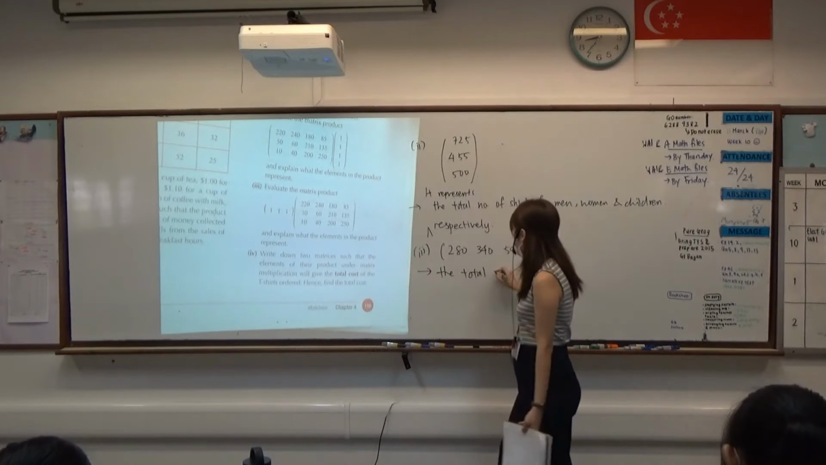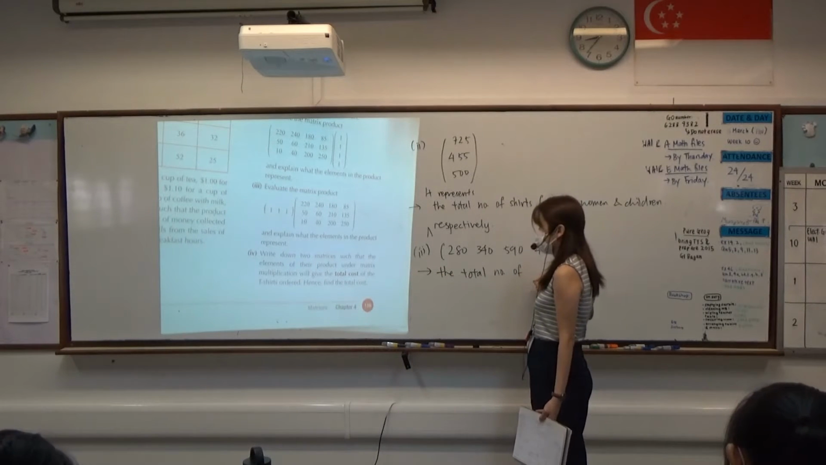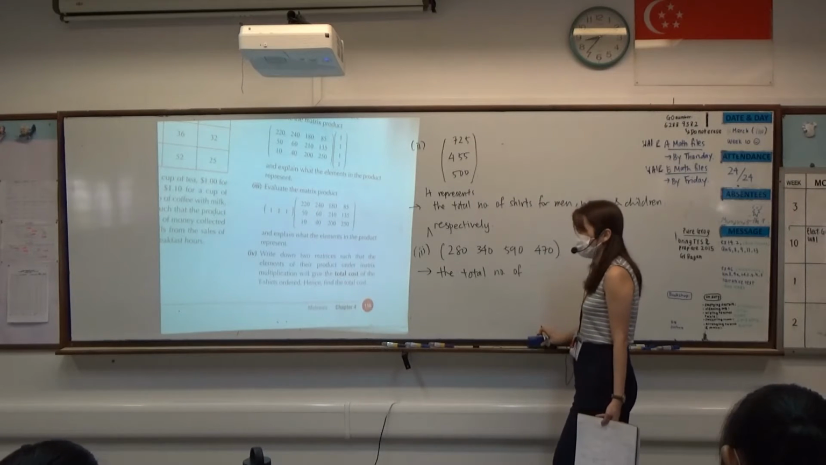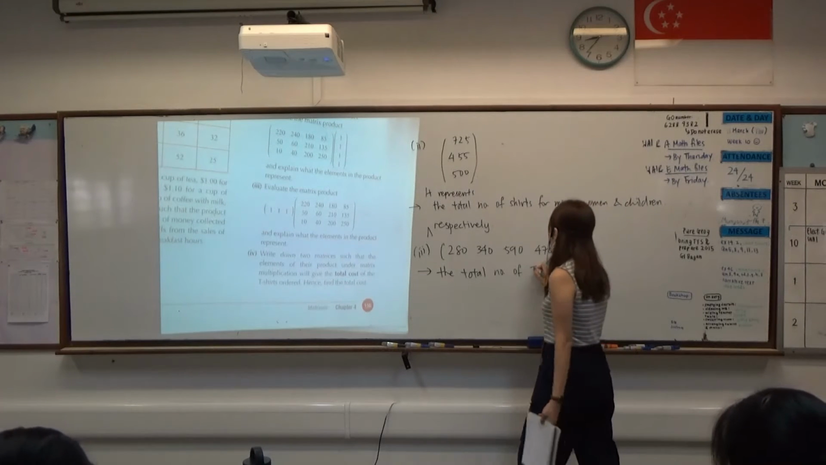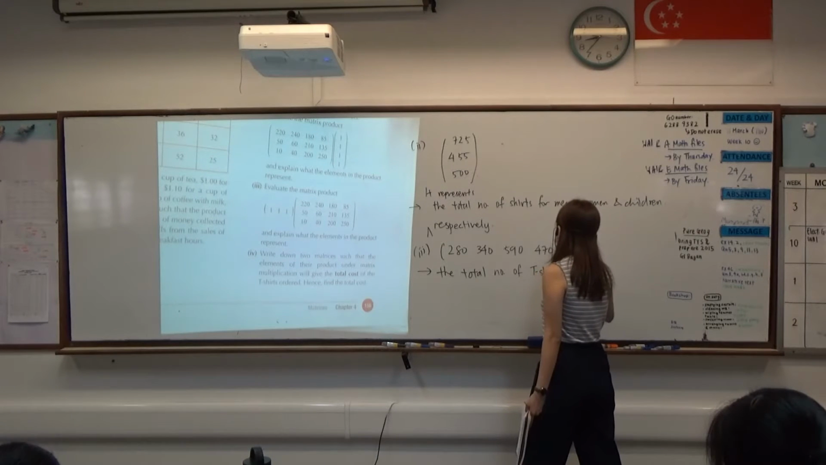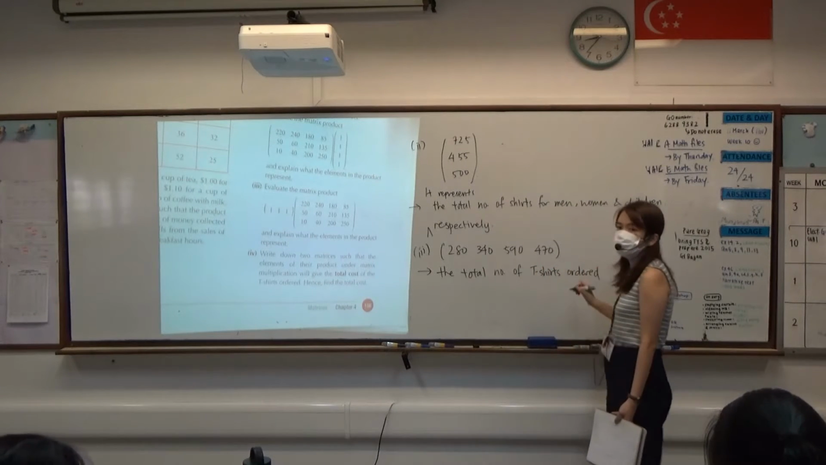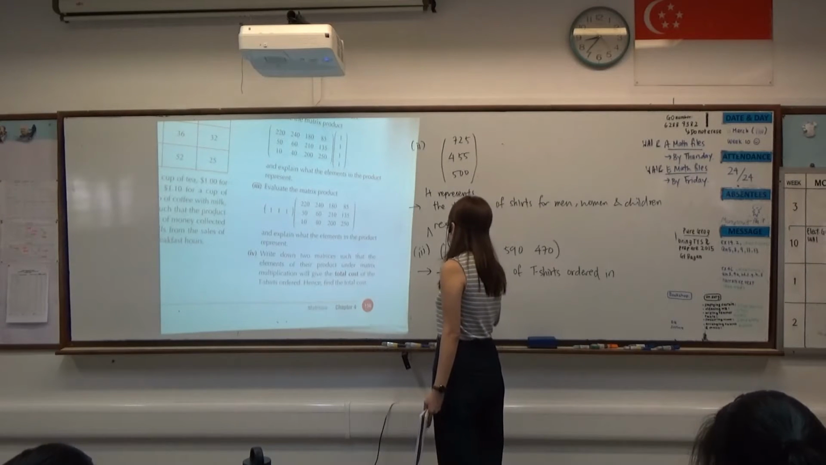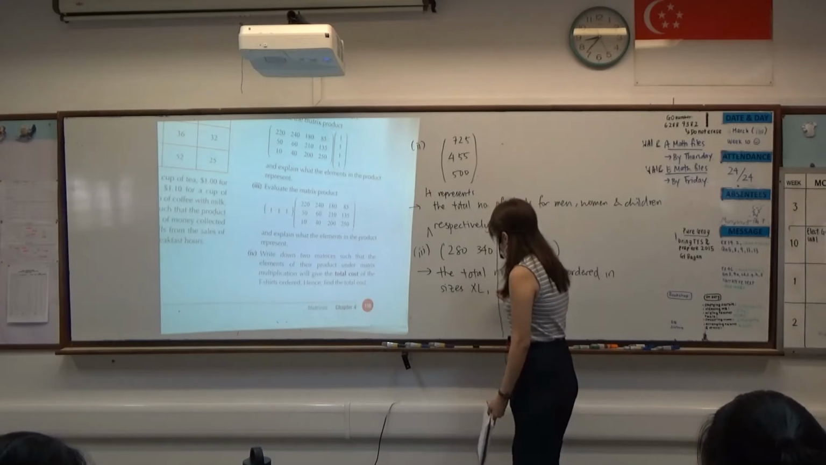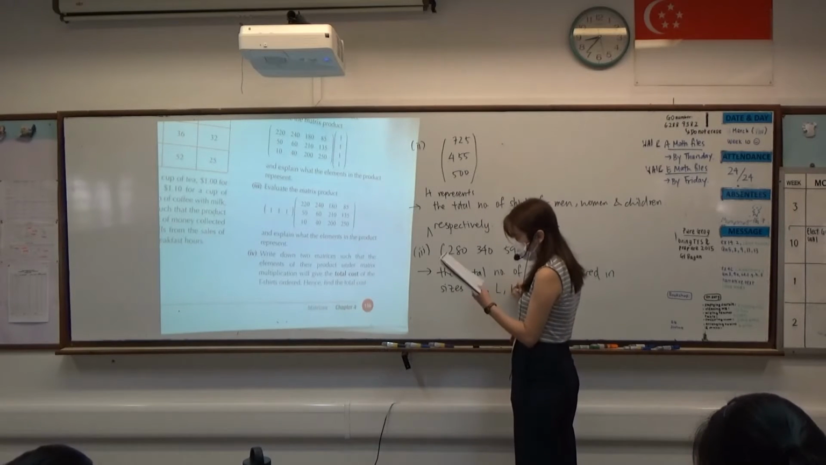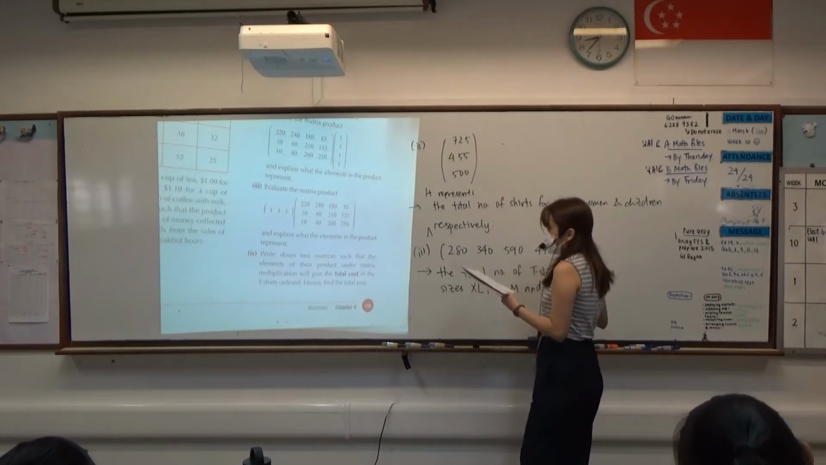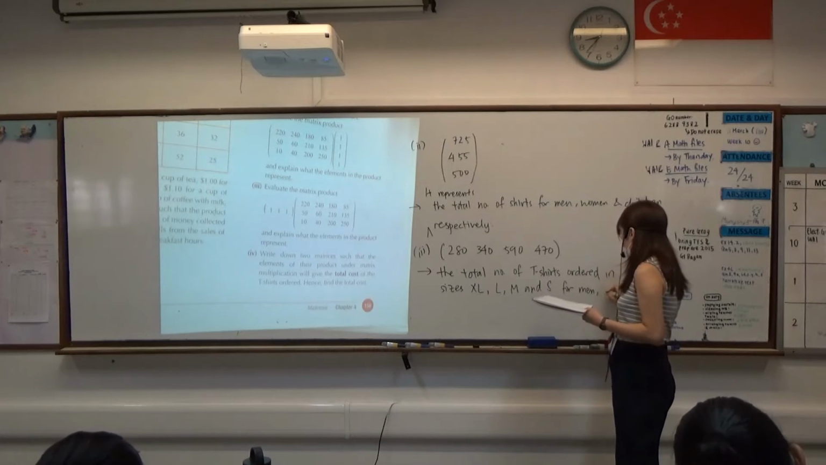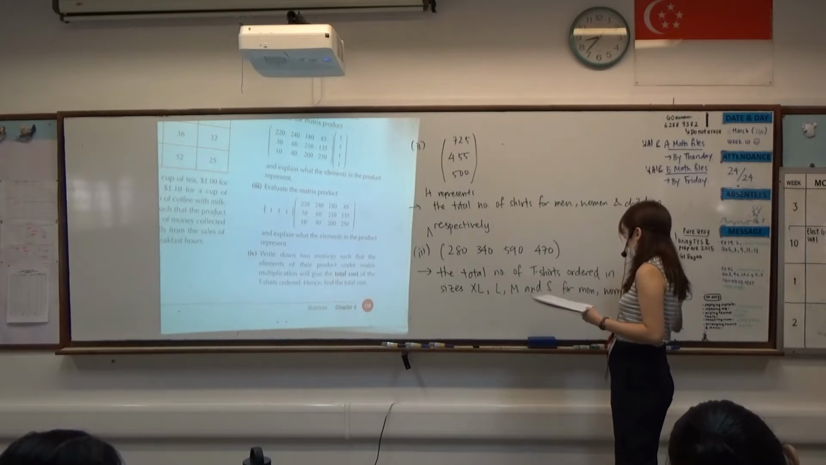Sorry, the total number of ordered t-shirts. I think the correct grammar is total number of t-shirts ordered, right? Then sizes XL, L, M, and S for men, women, children combined.